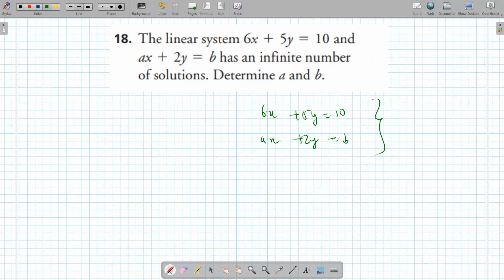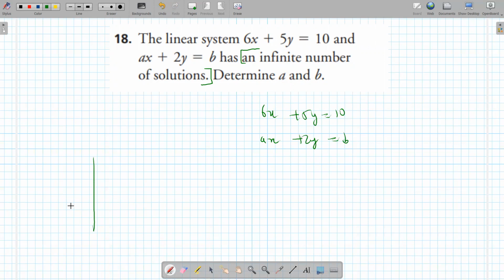Right now the system is all unsolvable, okay? If they give us this, it's unsolvable. This is the only information they give you because you have 4 variables and only 2 equations. That system, you cannot solve it. But they've given us an extra piece of information. It has an infinite number of solutions.